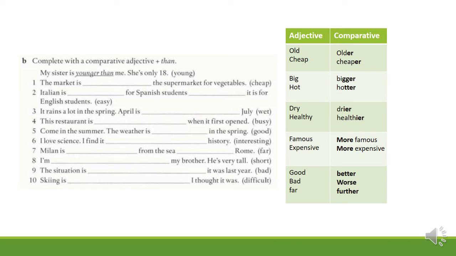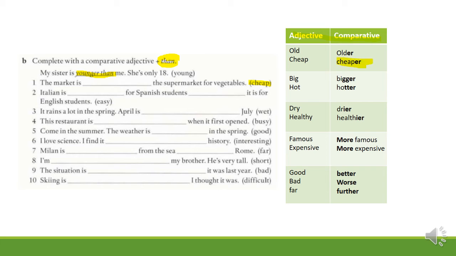Here you have to complete with a comparative adjective plus than. For example, my sister is younger than me. We have to apply the rules and we have to add than. It's very simple. Let me show you an example. Cheap. So you tell me, which rule are we going to use? Right, the first one, cheaper.